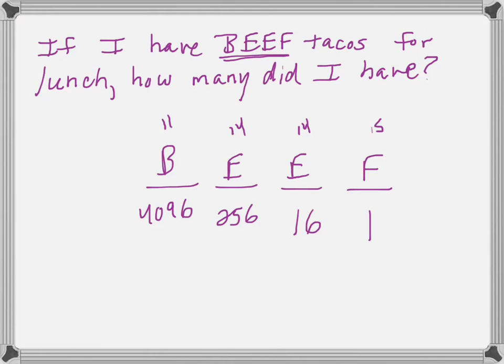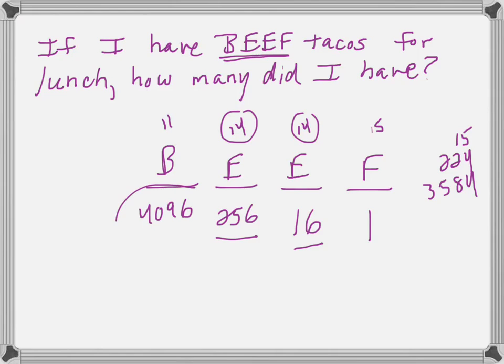Well, I have 15 times 1 is 15. I would have 14 times 16, and I've already done this on the calculator. That's 224. I have 14 groups of 256. So 14 times 16 squared, or 256, is 3,584. And I have 11 groups of 4,096. Those are big groups, and I have 11 of those.